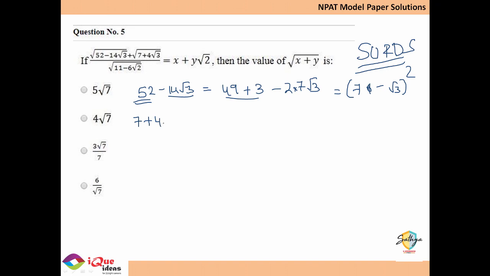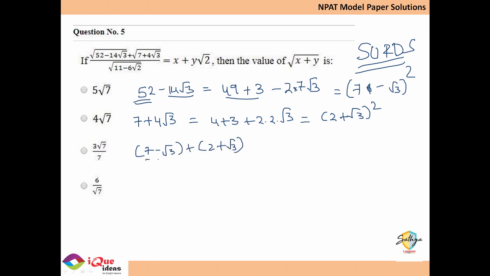Similarly, 7 plus 4 root 3 can be written as 4 plus 3 plus 2 into 2 into root 3, which is nothing but (2 plus root 3) the whole square. So if you are able to understand this, then we can also quickly identify that the top can now be written as 7 minus root 3 plus 2 plus root 3 upon under root of 11 minus 6 root 2.